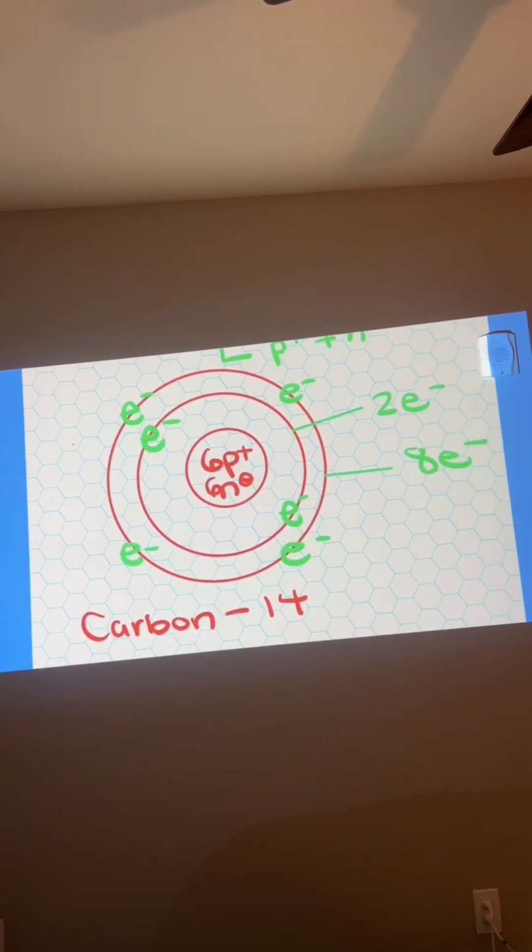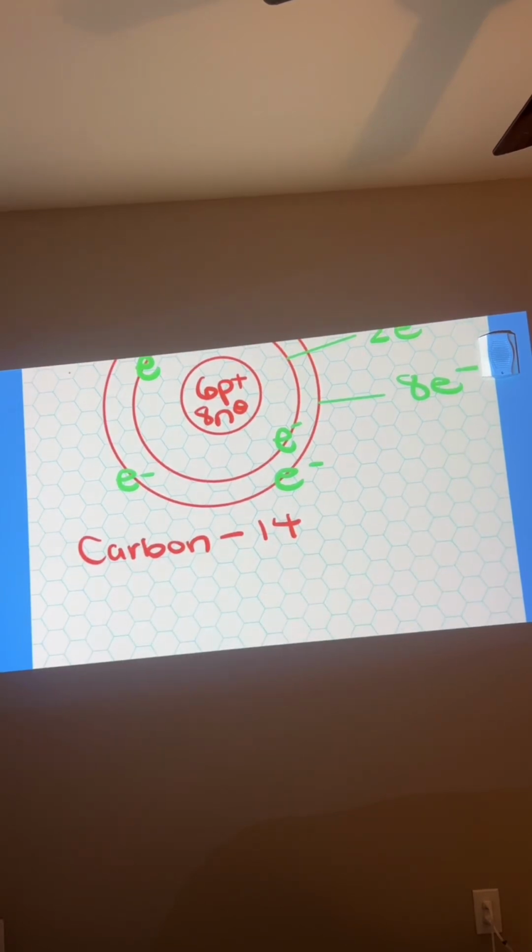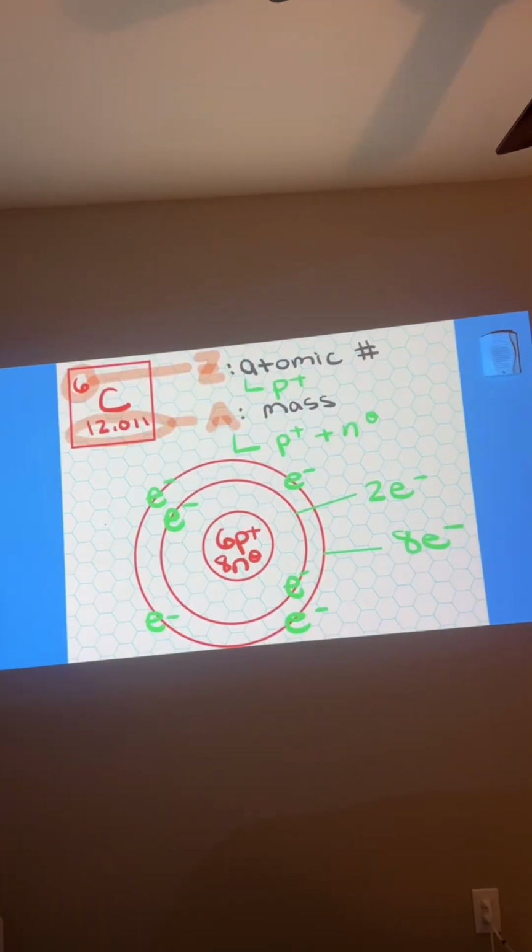I'm going to go over isotopes really quick. We were talking earlier about how neutrons affect the element. With carbon-14, I would have 8 neutrons instead of 6, because 8 neutrons plus 6 protons is going to equal 14. So it does change the element quite a bit.